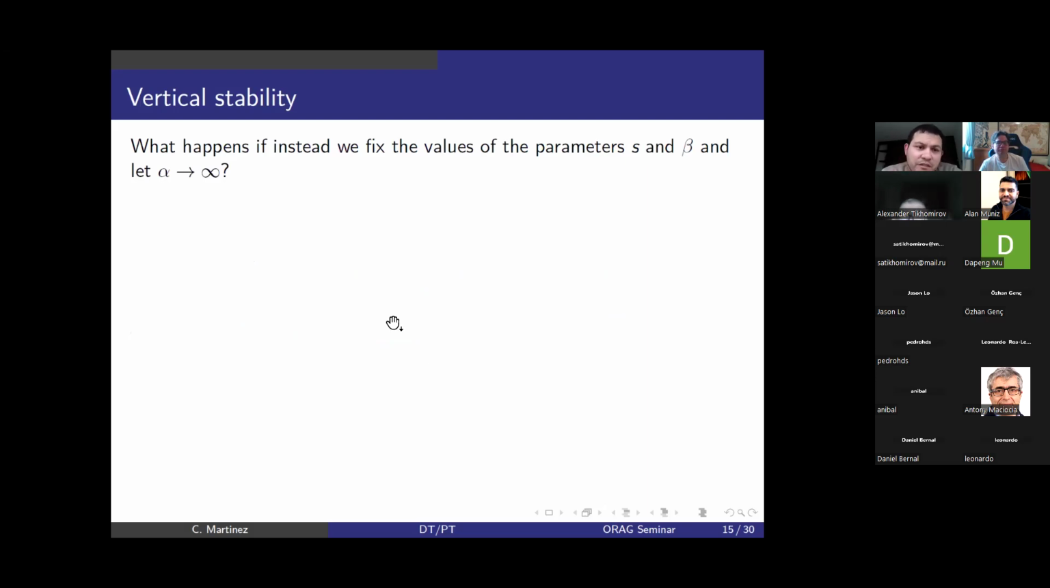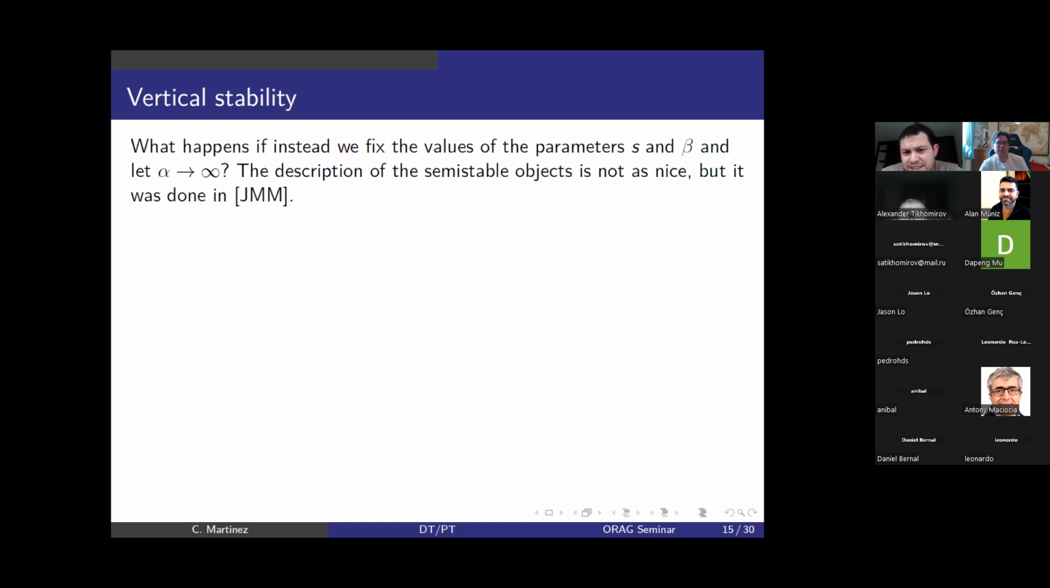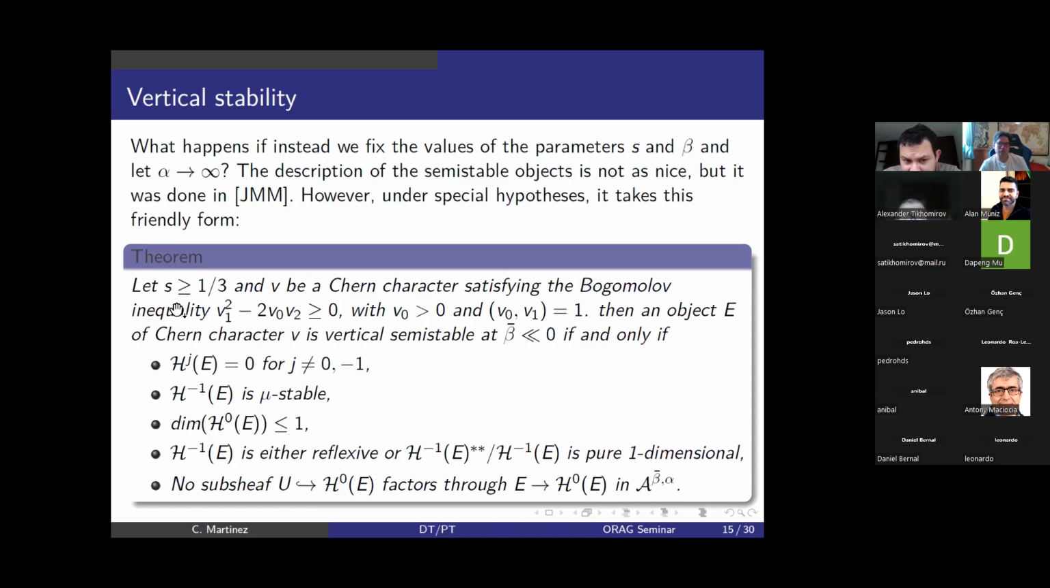Well, this is what we call vertical stability, and unfortunately, this description is not as nice. However, there is a theorem, very long to state, in this paper that we worked on together with Marcos and Antony. But then under certain hypotheses, it takes a friendly form. So let me just show you what the objects that stay stable when alpha goes to infinity look like, when I have fixed the parameters s and beta. So the theorem is the following. The hypotheses are here. This is to make it very nice to state.